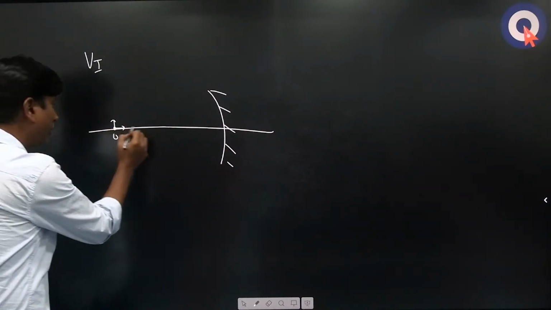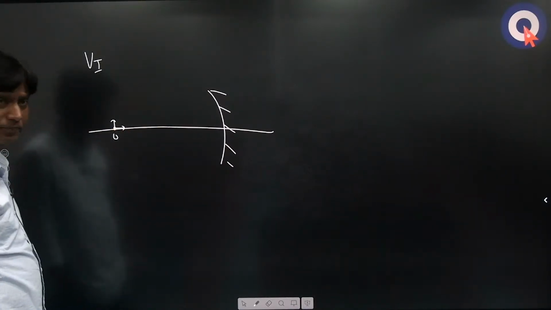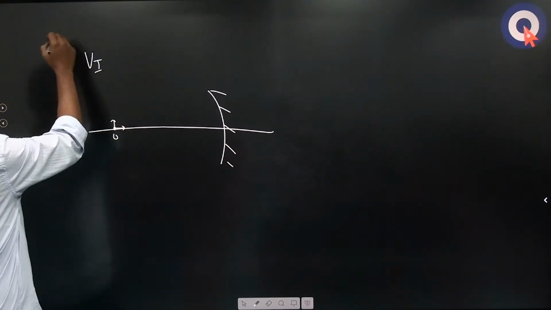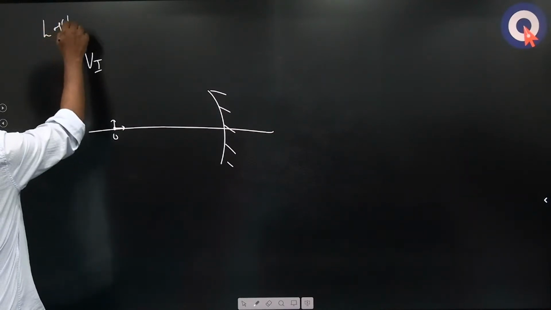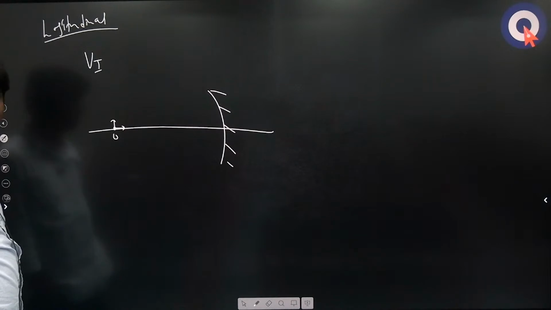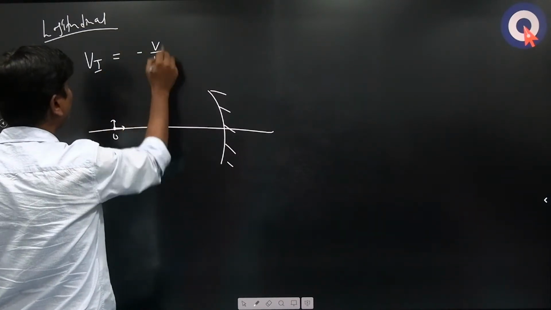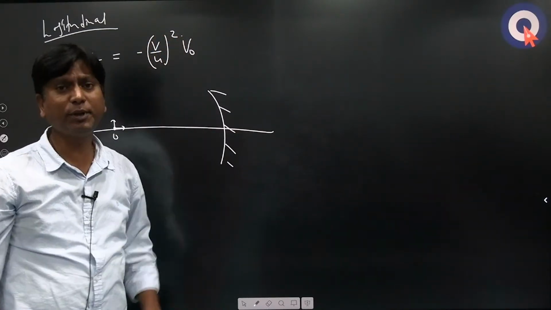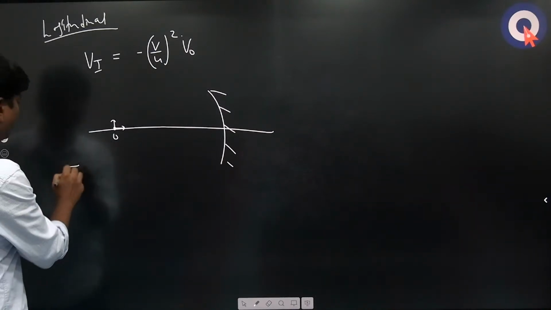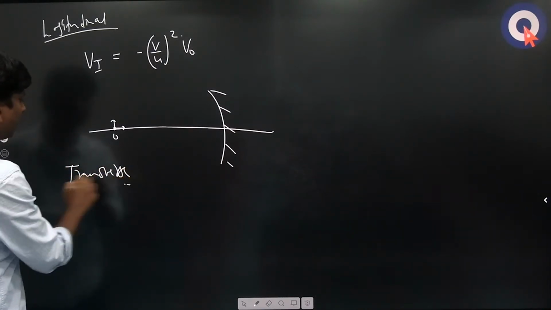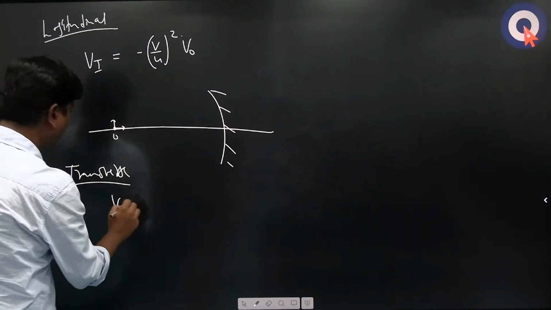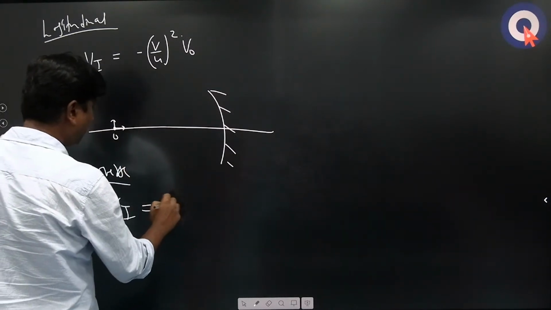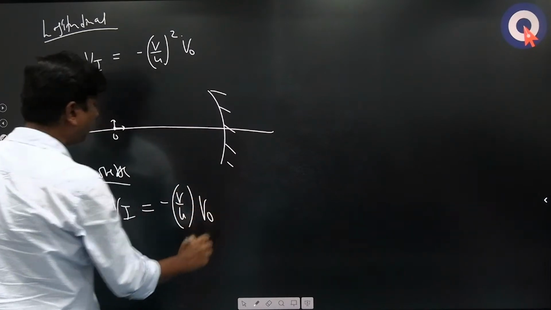One thing, whenever it is moving along the x-axis, that is along the principal axis, then here is how the speed of the image works out. I can say this is longitudinal. When it comes to the longitudinal direction, speed of the image is always equal to minus (v by u) whole square times the speed of the object, something like magnification squared times the speed of the object. Whereas in the transverse direction, the speed of the image is simply equal to minus (v by u) times the speed of the object.